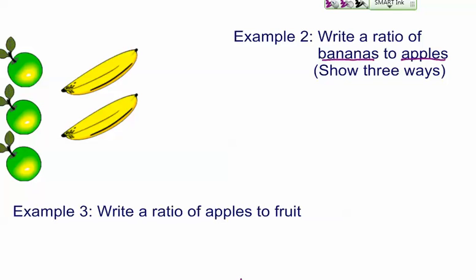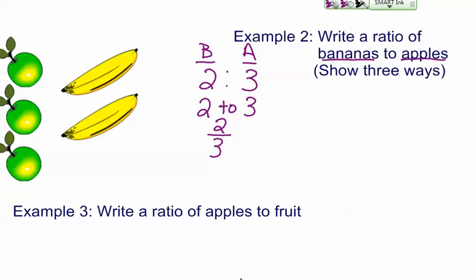Okay, now in this example, we're going to write a ratio of bananas to apples. The first one was apples to bananas. So how many bananas are there? There's 2. How many apples are there? There's 3. I like to put a label, B for banana, A for apple, that way I know. It's asking me to show it 3 ways. I can show it with a colon, 2 to 3, with words, 2 to 3, or as a fraction, 2 over 3. That's what a ratio is. I'm comparing 2 different things.